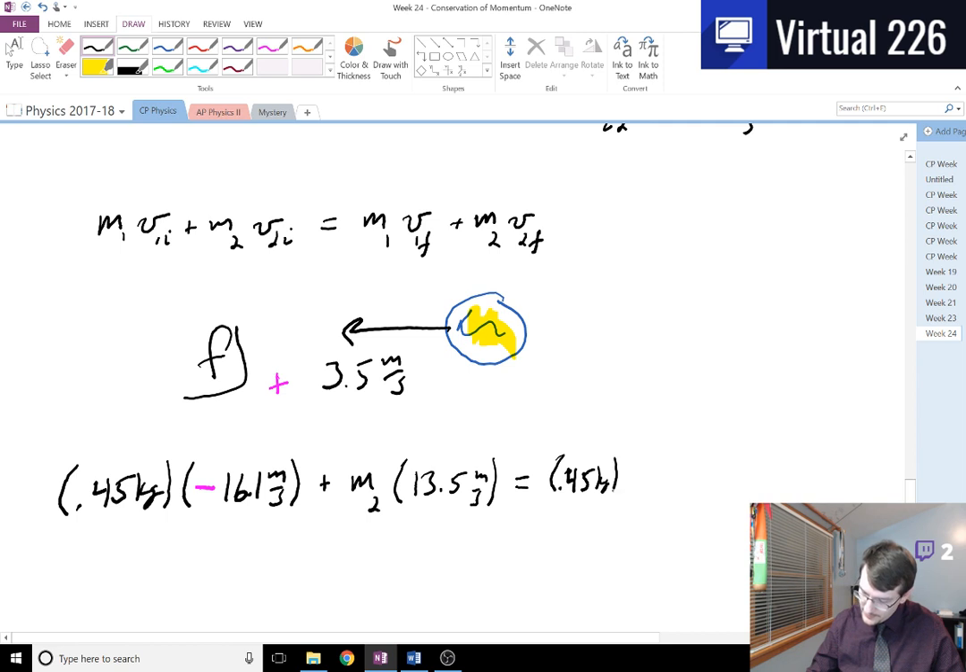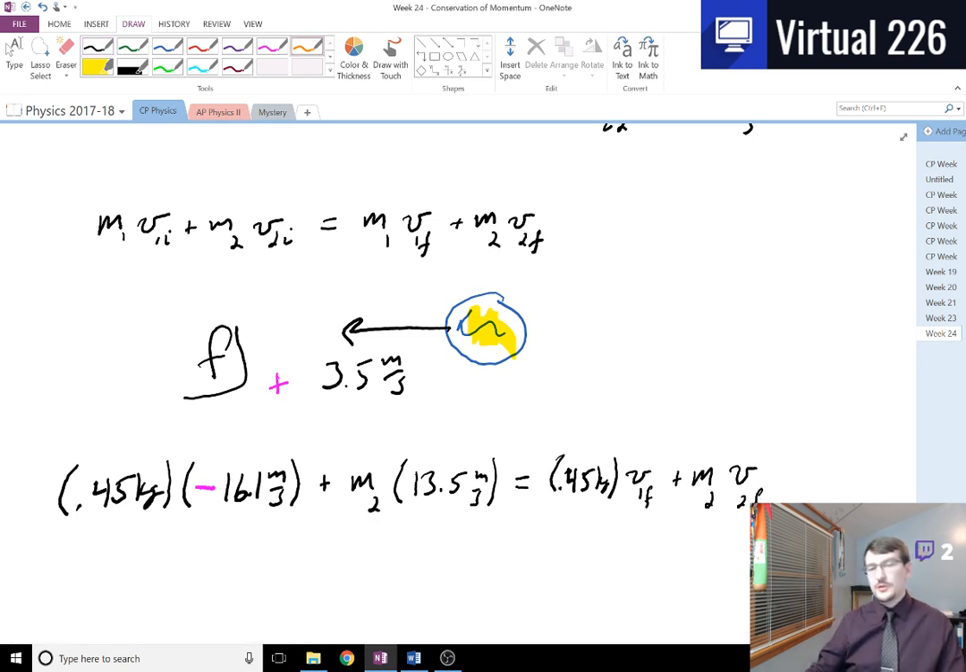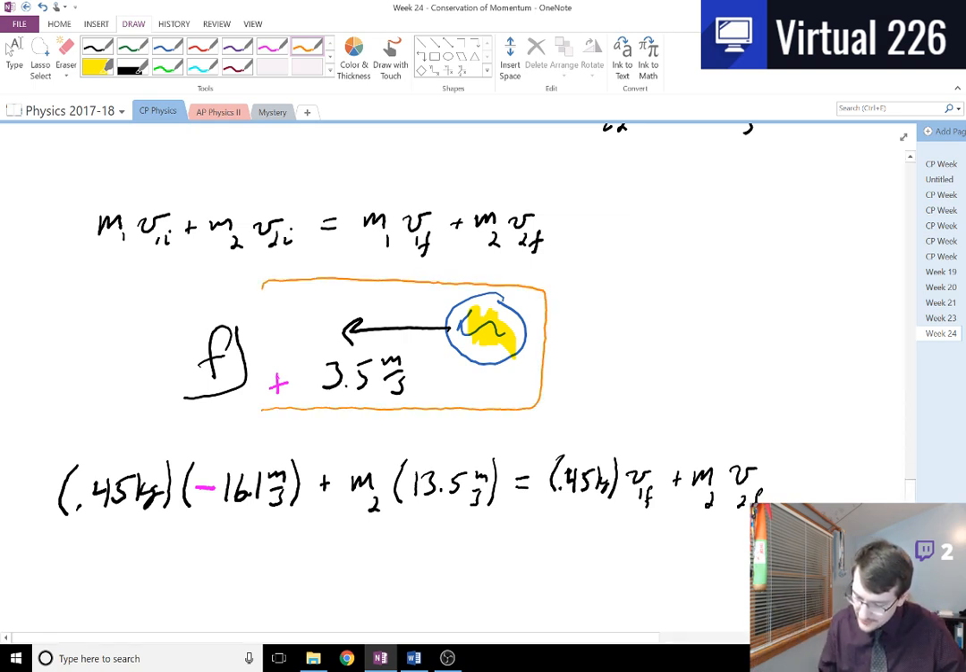0.45 kilograms, times its final velocity, v1f, plus the unknown mass of the second times its final velocity. Now, similar to some of the other problems we've seen here, because this is an inelastic collision and the snowballs stuck together, we know the final velocity of this stuck together snowball is 3.5 meters per second, that is actually the velocity of both the initial snowball and the second snowball.